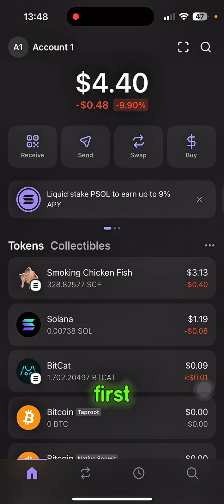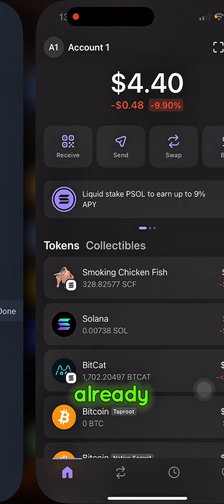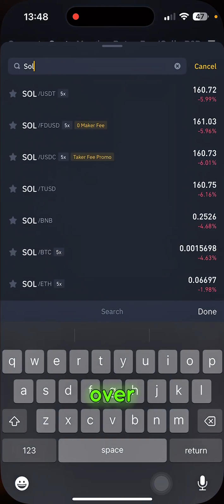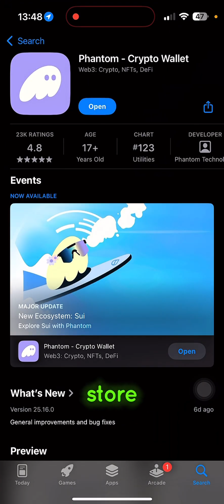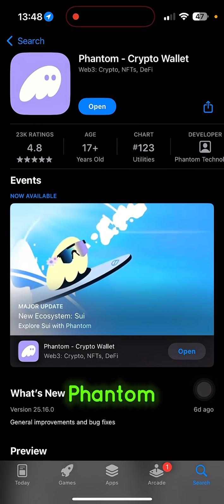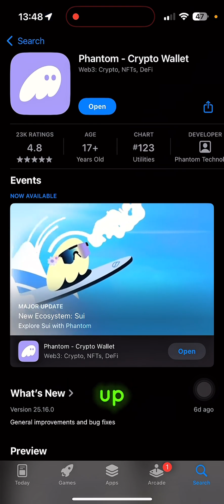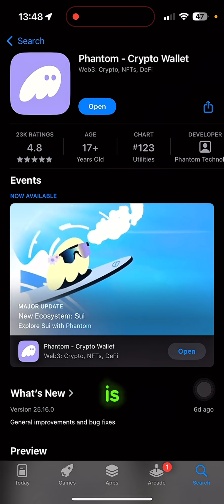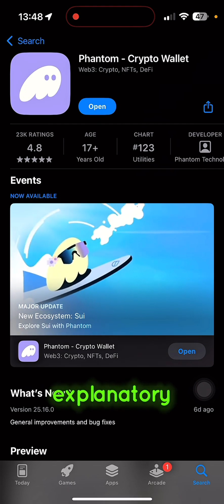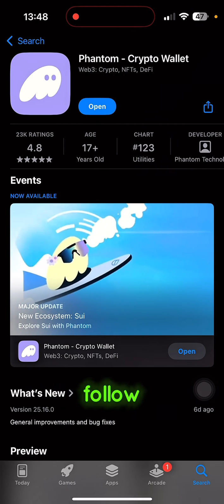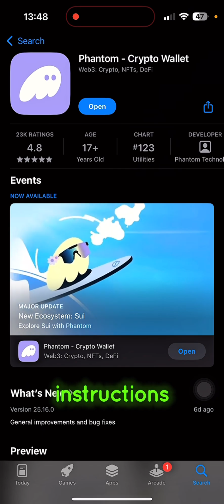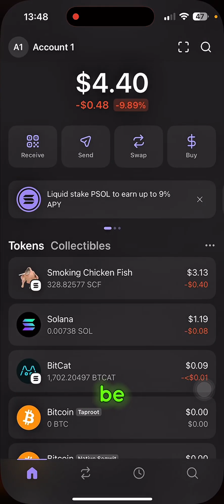So first things first, in order to get started, you will need to get your Phantom all ready. If you haven't already, get over to your respective app store and get your Phantom wallet all set up. The process of doing that is pretty much self-explanatory. Just follow the on-screen instructions and you'll be all good to go.